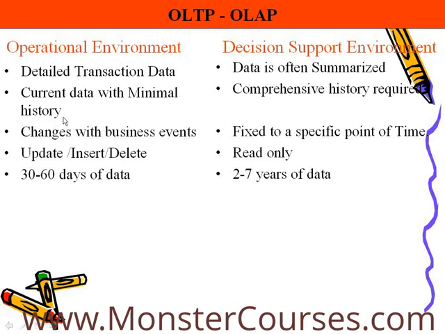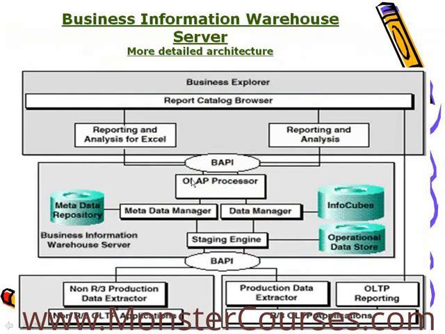The current data with minimal history, like a maximum of 6 months or 1 year of data, will be staged at OLTP, but at the OLAP level comprehensive history is required, like years of data available for generating the reports. Changes with business events like insert, update and delete are possible at OLTP, whereas at the OLAP level it is read-only data. Mostly changes are fixed to a specific point in time. This is the basic difference between OLTP and OLAP systems.